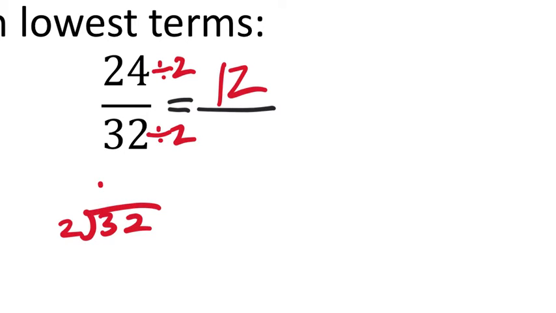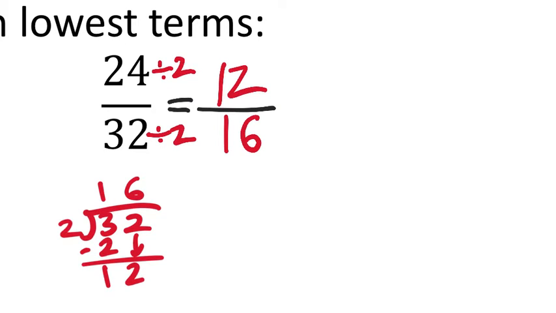Okay, so 2 goes into 3 once. 1 times 2 is 2. Subtract, and then you drop the 2 from the 1s. 12, 2 goes into 12 6 times. That'll give nothing remaining, so I got 12 over 16.